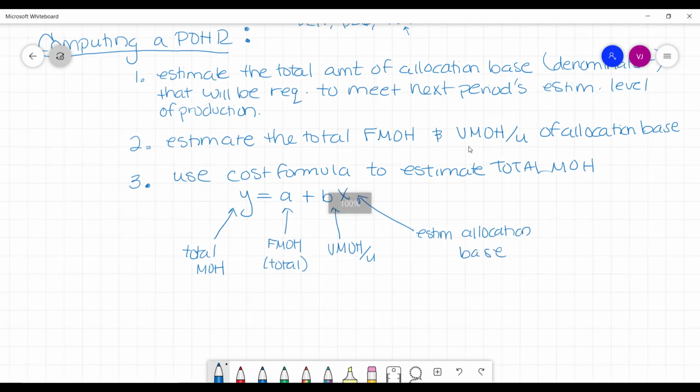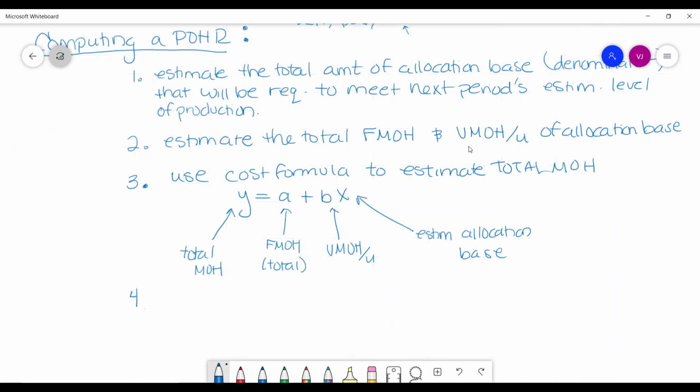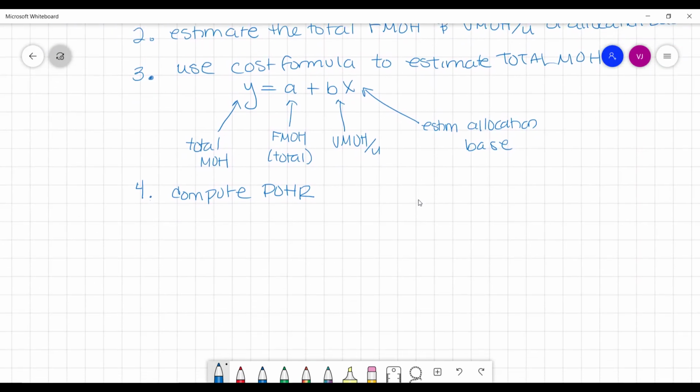And then that last step is to use all those elements, plug it into that formula to compute the POHR, to compute your predetermined overhead rate. Okay, so let's look at an example here.